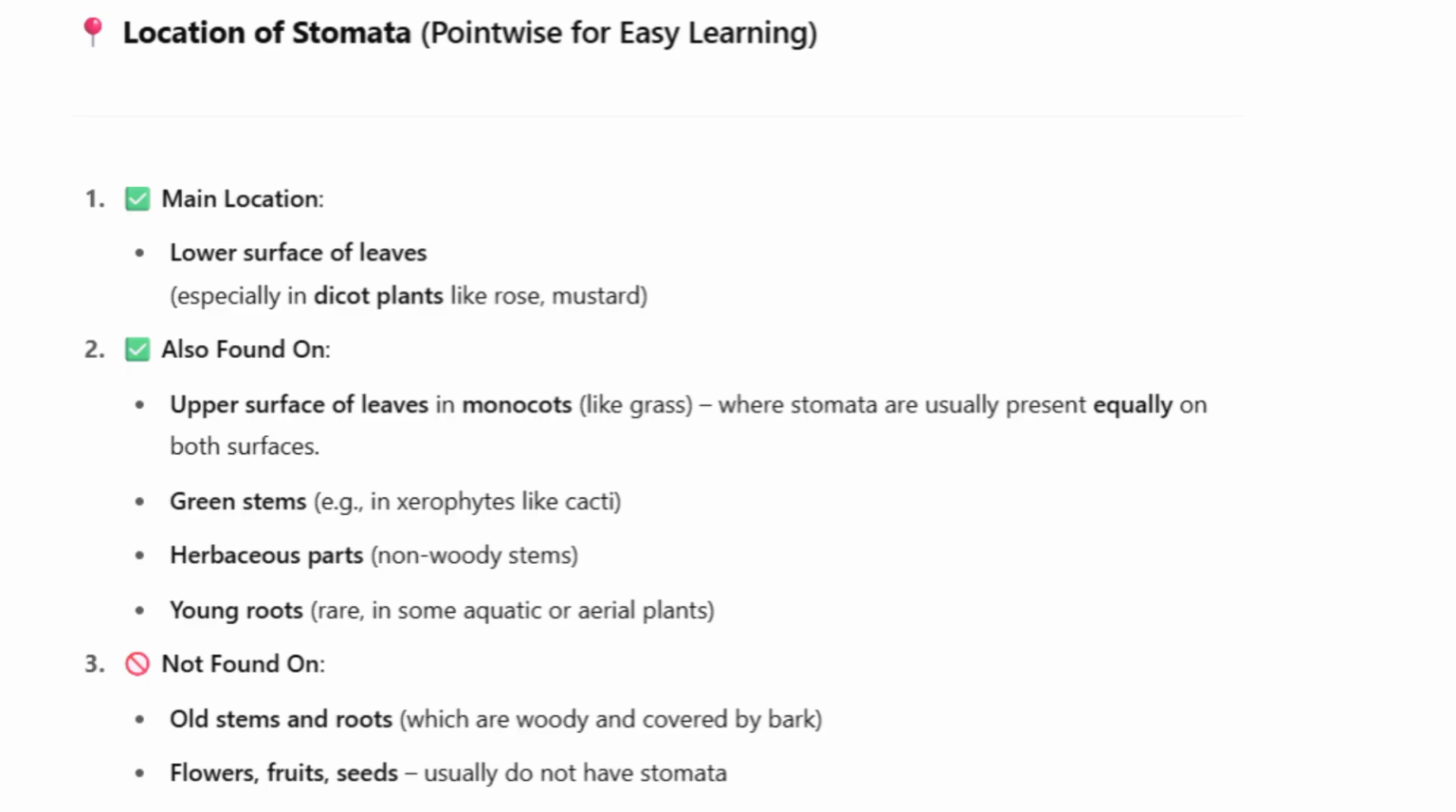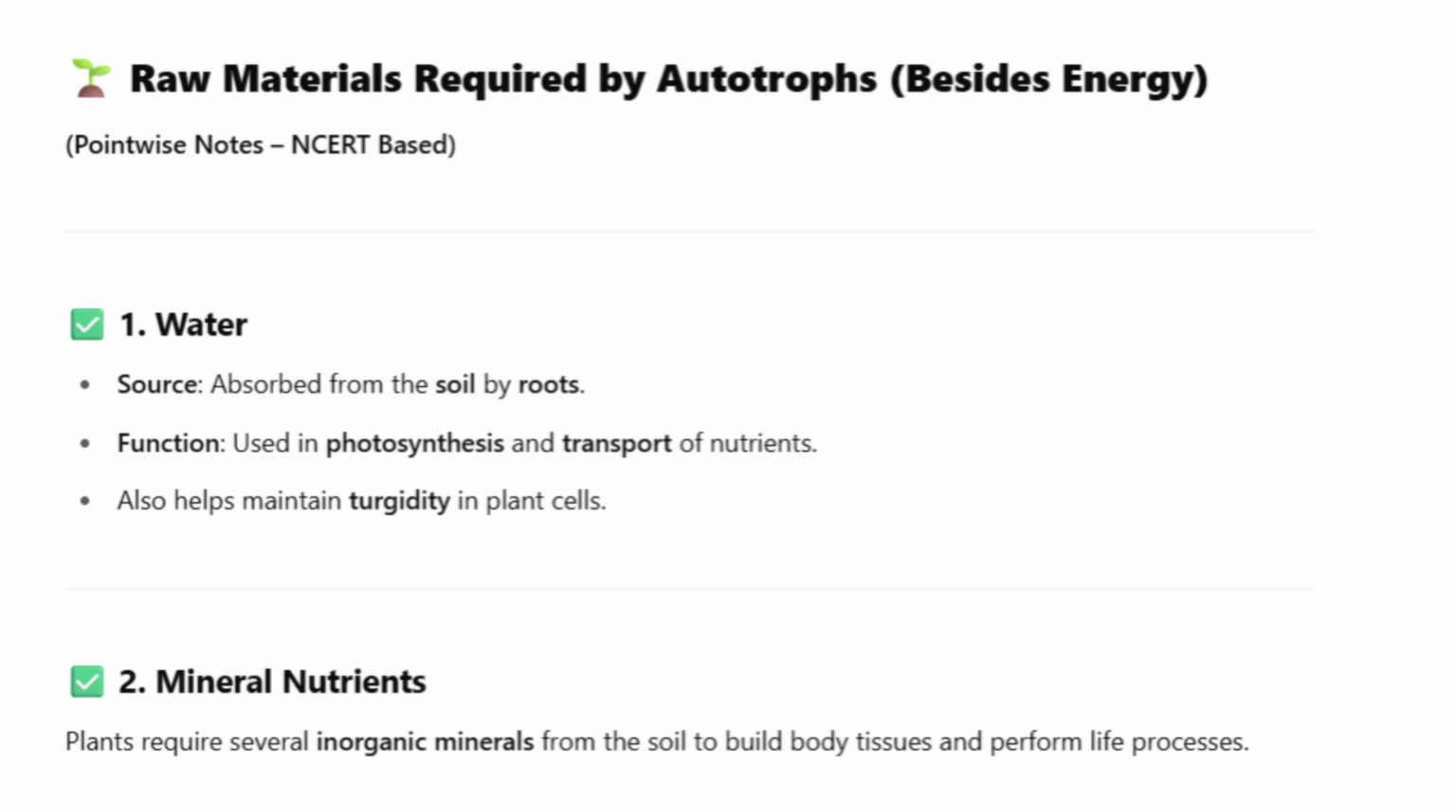Key fact for exams: most abundant on the underside of dicot leaves. Equal distribution on both sides of monocot leaves. Raw materials required by autotrophs, besides energy. Pointwise notes, NCERT-based. 1. Water. Source: absorbed from the soil by roots.